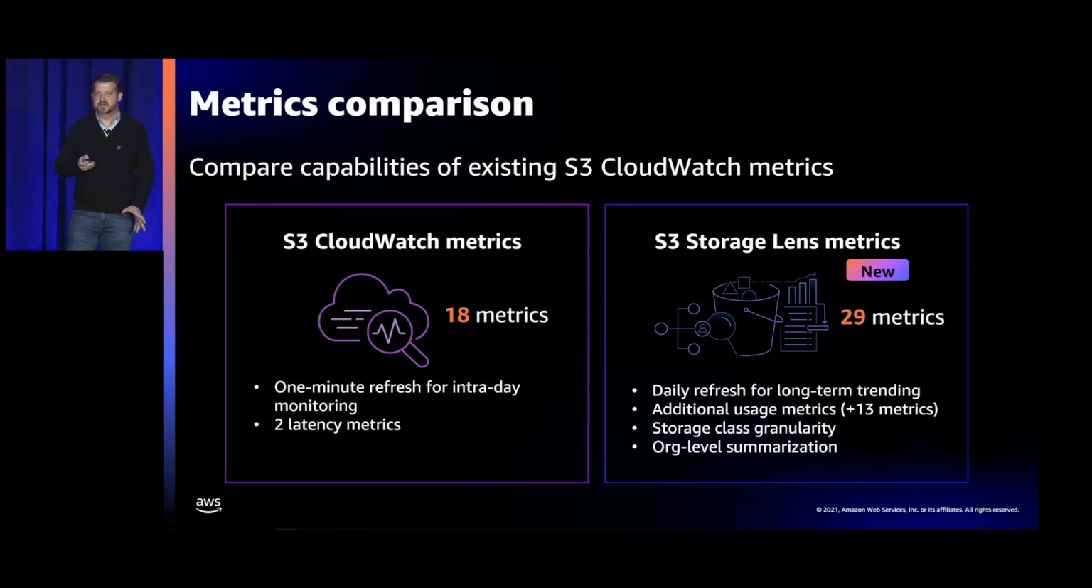If you're doing a strategic evaluation of how your storage is being used, or you're just looking at longer-term trends, this is where this comes into play, and you get the additional 13 metrics, things like non-current versions and encryption, and then you have storage class level granularity, and finally you have org level summarization, which is another convenient factor of Storage Lens because you already have an organization level view. We can now push that entire view into CloudWatch, and then you don't have to worry about creating an org level view in CloudWatch because we've already done the aggregation for you.